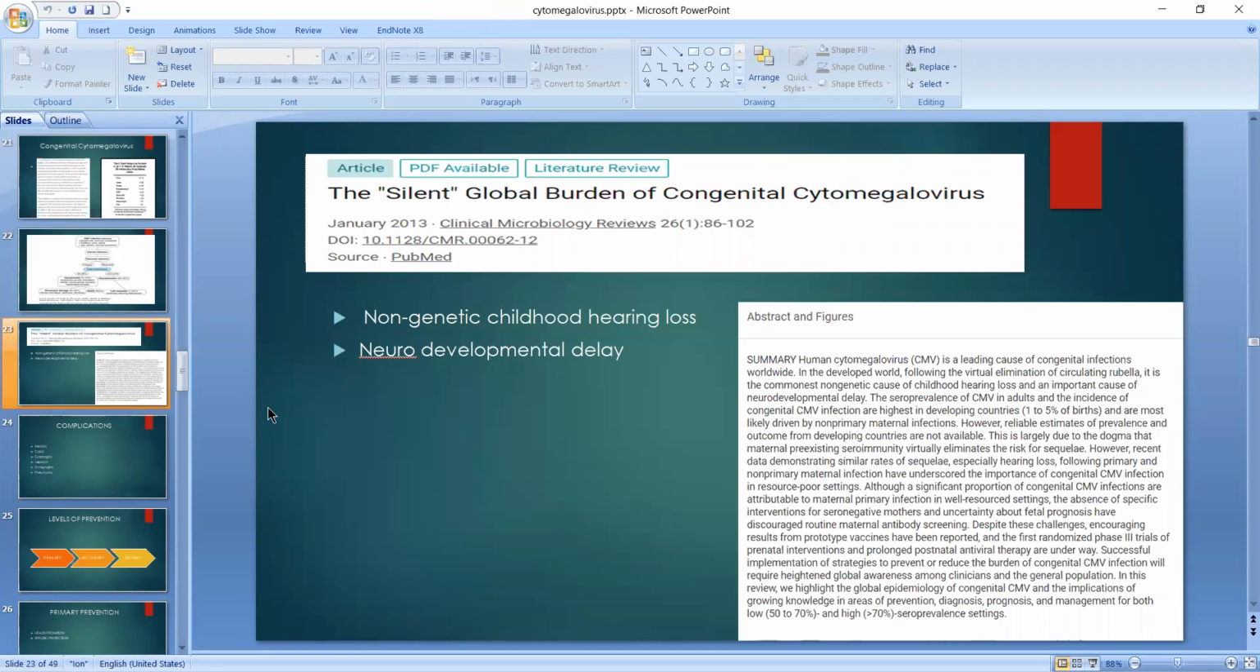The silent global burden of congenital cytomegalovirus. Human cytomegalovirus is a leading cause of congenital infection worldwide. In the developed world, it is the commonest non-genetic cause of childhood hearing loss and neurodevelopmental delay after rubella infection. The seroprevalence of cytomegalovirus in adults and the incidence of congenital cytomegalovirus infection are highest in developing countries, 1 to 5% of births, and are most likely driven by non-primary maternal infection, but there is no such data present from the developing countries.